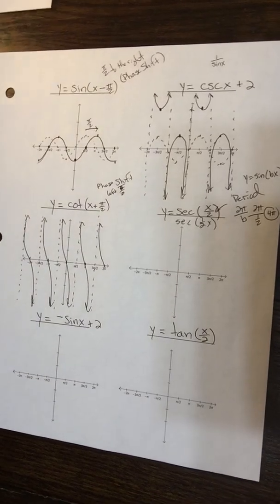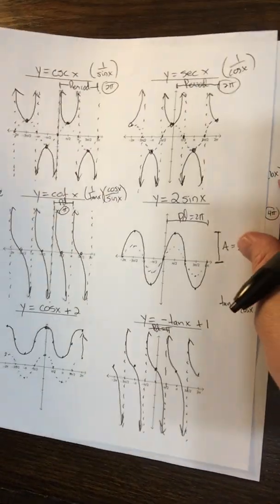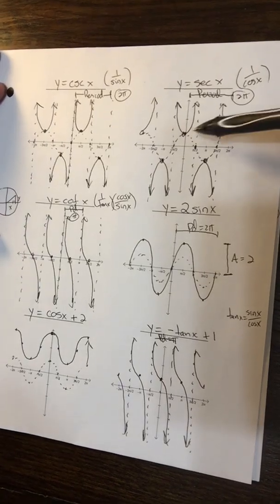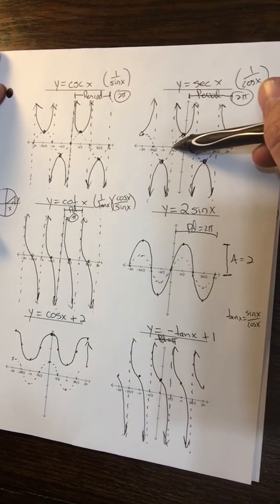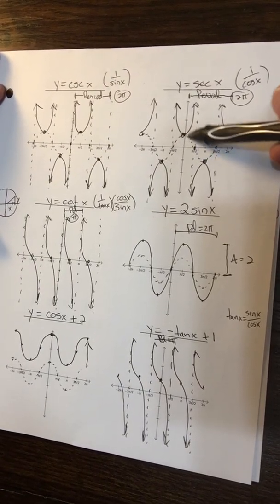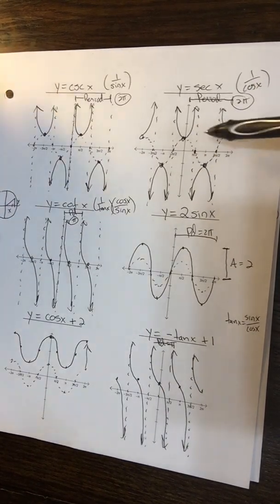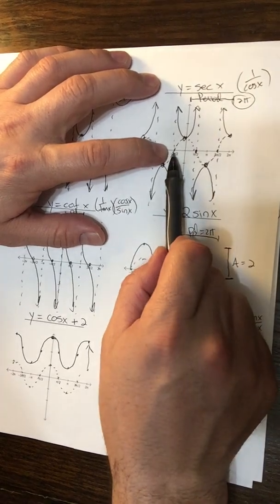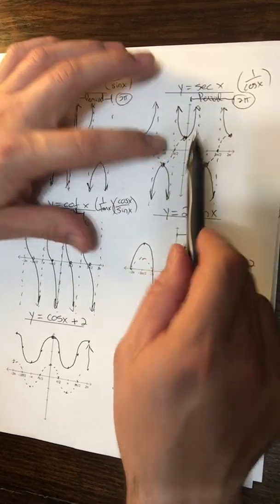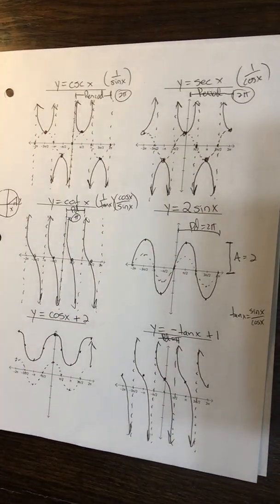Now secant, let me go borrow my secant graph. Now look what's going on with secant. Normally I go from negative pi over 2 to pi over 2. It splits over the origin, right? If you go from negative pi over 2 to pi over 2, that's 180 degrees, you guys. That's pi. Right?